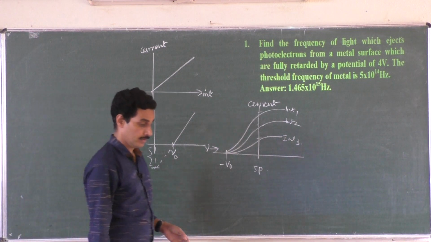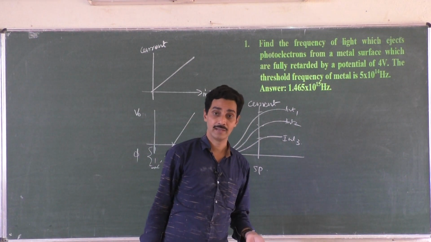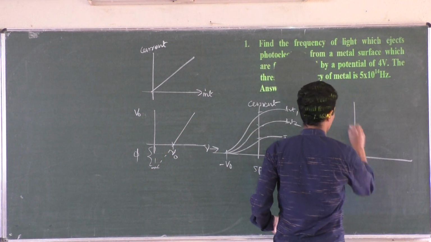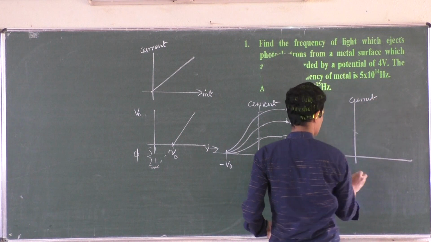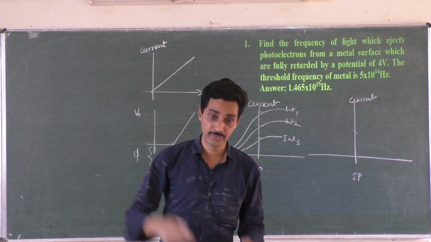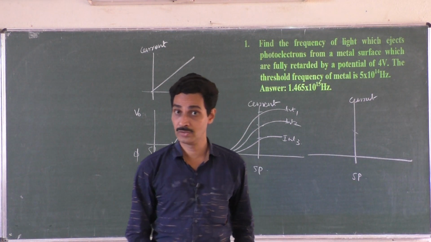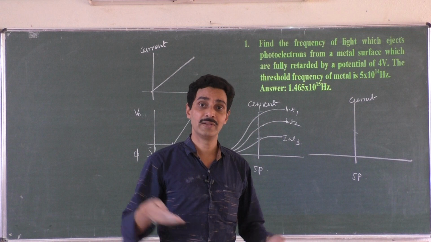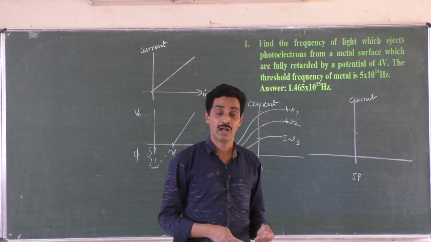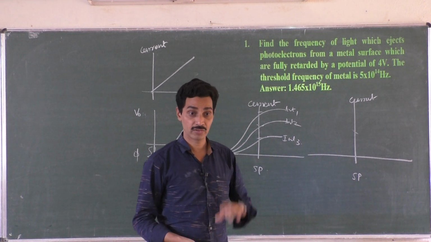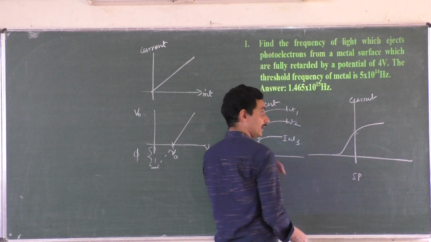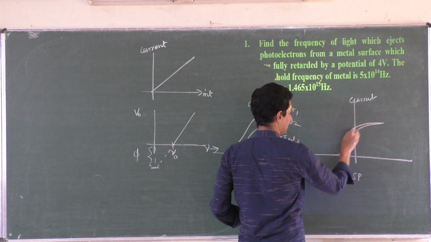Last graph, different frequency: photoelectric current versus stopping potential. That means you are increasing more and more frequency, more and more energetic photons, you know it. When more and more frequency light is incident, more and more energetic photons fall, and they will be liberating more and more kinetic energy electrons. Stopping potential will be more and more. So this is for lesser, but the number of photons is the same, so the photoelectric current doesn't change.